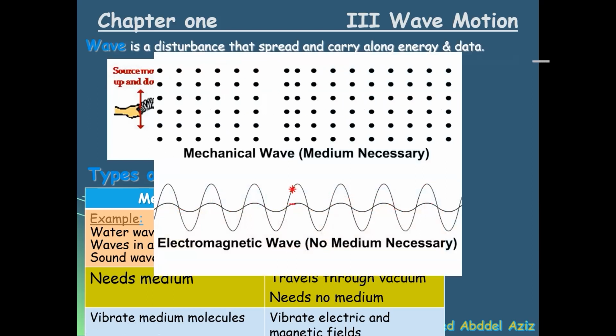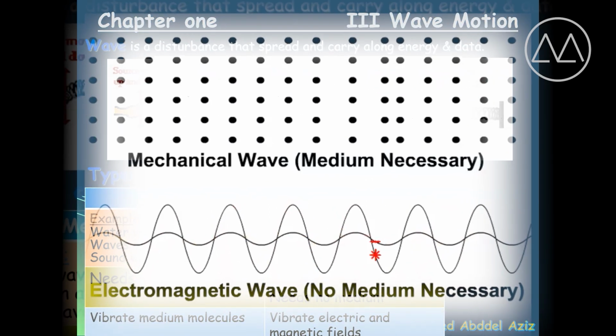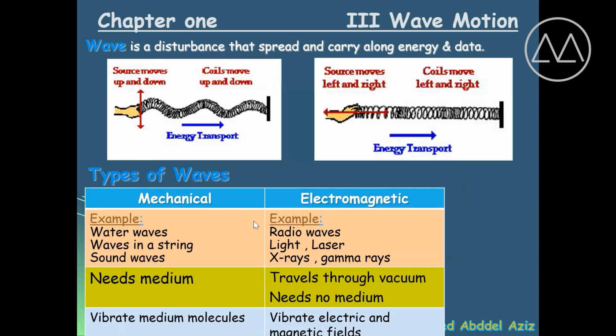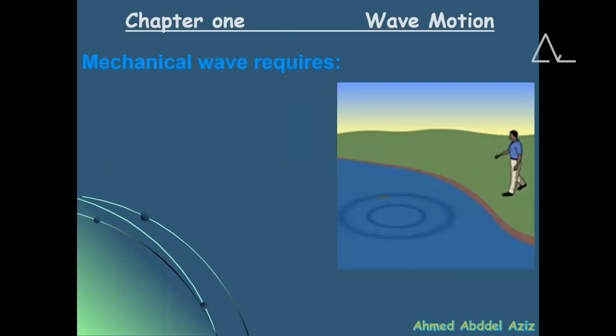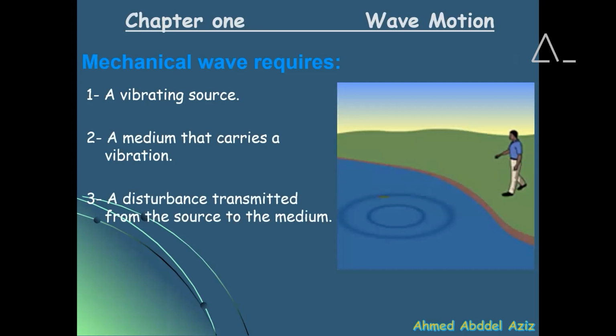Look at the figure. Mechanical waves here, we have the first type, which is longitudinal waves. We must have a medium, solid, liquid, or gas. Electromagnetic waves are electrical field and magnetic field travelling like this. They are perpendicular to each other. Here we have the shape of mechanical and electromagnetic waves, which is transverse, and the other shape for longitudinal, which is mechanical wave only. To get a mechanical wave, we require a vibrating source and a medium that carries a vibration, with the disturbance transmitted from the source to the medium.